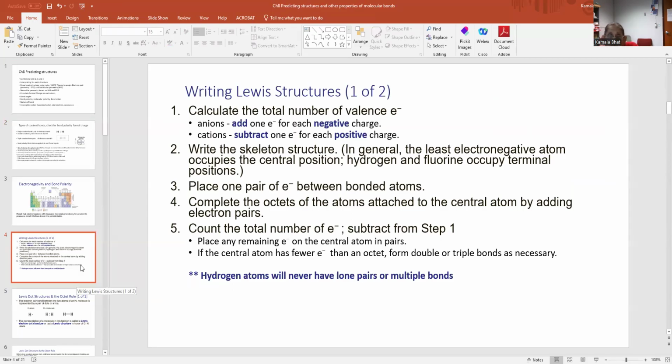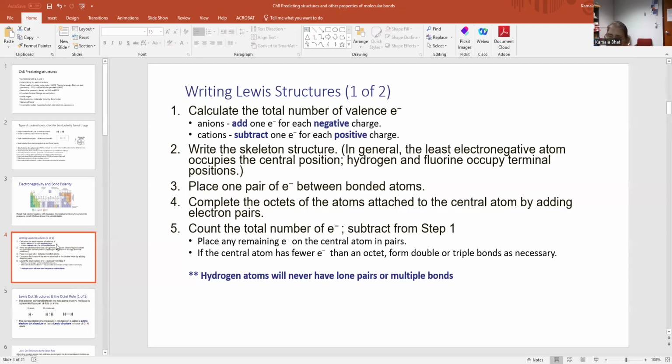Now, how do we write the Lewis structure? In order to write the Lewis structure, first of all, look at what type of ion there is. An anion will add an electron for each negative charge. For a cation, you have to subtract the number of electrons lost. Then you draw the skeletal structure with the least electronegative atom occupying the central position. Hydrogen and fluorine always occupy the terminal positions. Hydrogen cannot take more than 2 electrons, and fluorine can accommodate a maximum of 8 electrons or 4 pairs.